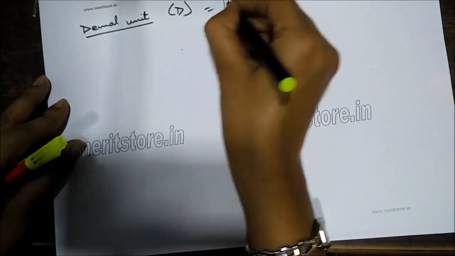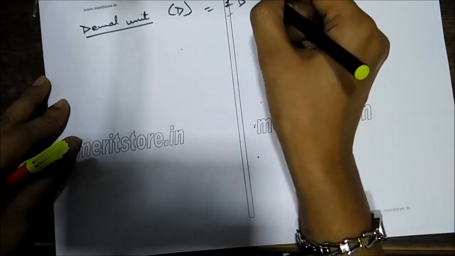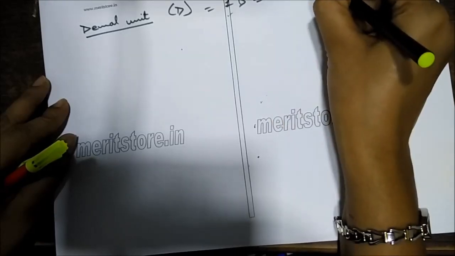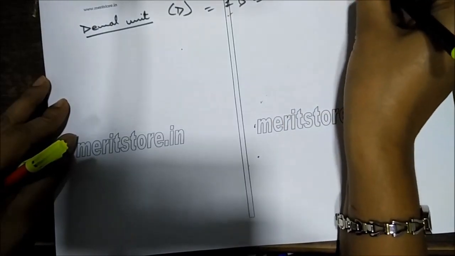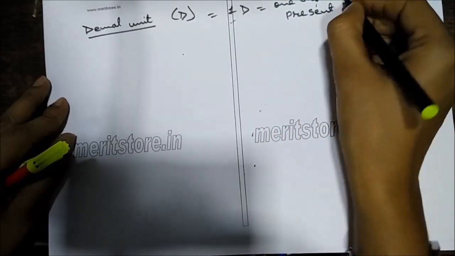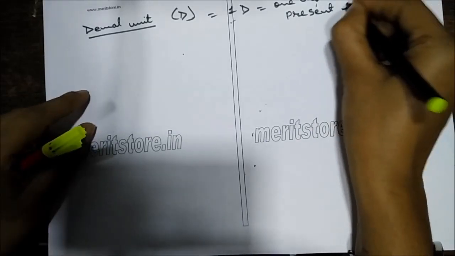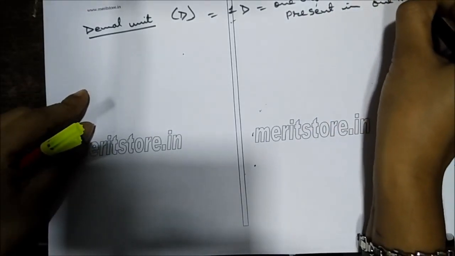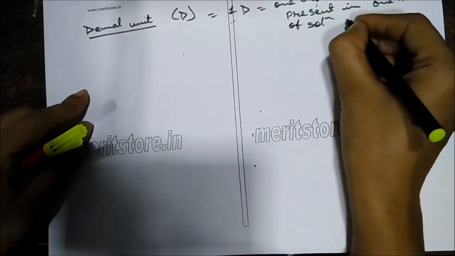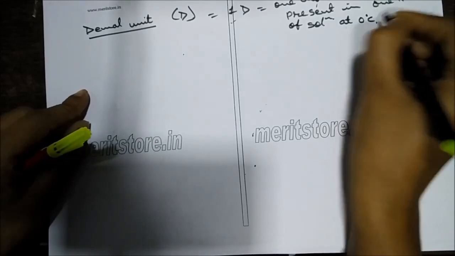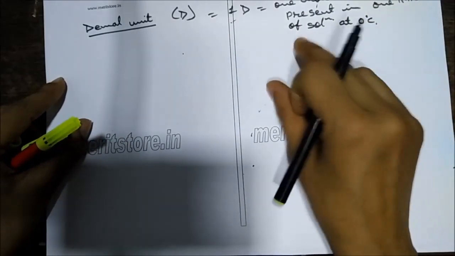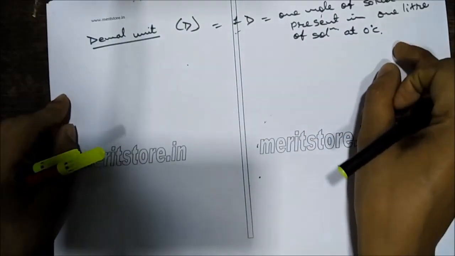One Dremel unit represents the 1 mole of solute present in 1 liter of solution at 0 degree centigrade. So Dremel unit is equal to 1 mole of solute present in 1 liter of solution at 0 degree centigrade.